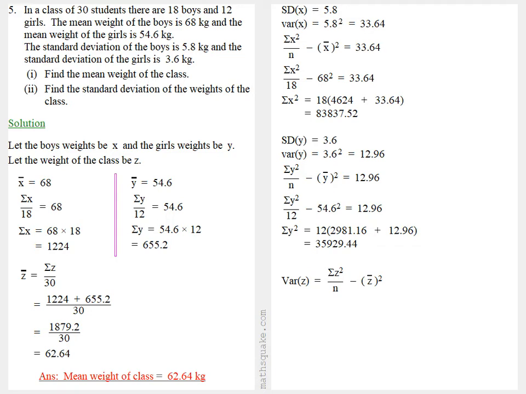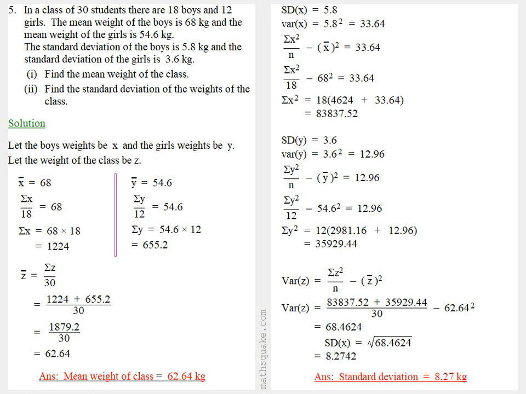Now, the variance of z is equal to the sum of the z squared over n minus the mean of z squared. That's equal to 83,837.52 plus 35,929.44, all divided by 30, minus 62.64 all squared, which works out to be 68.4624. Now, the standard deviation is the square root of the variance, and that works out to be 8.2742. So rounding it off, we get the standard deviation is 8.27 kilograms.